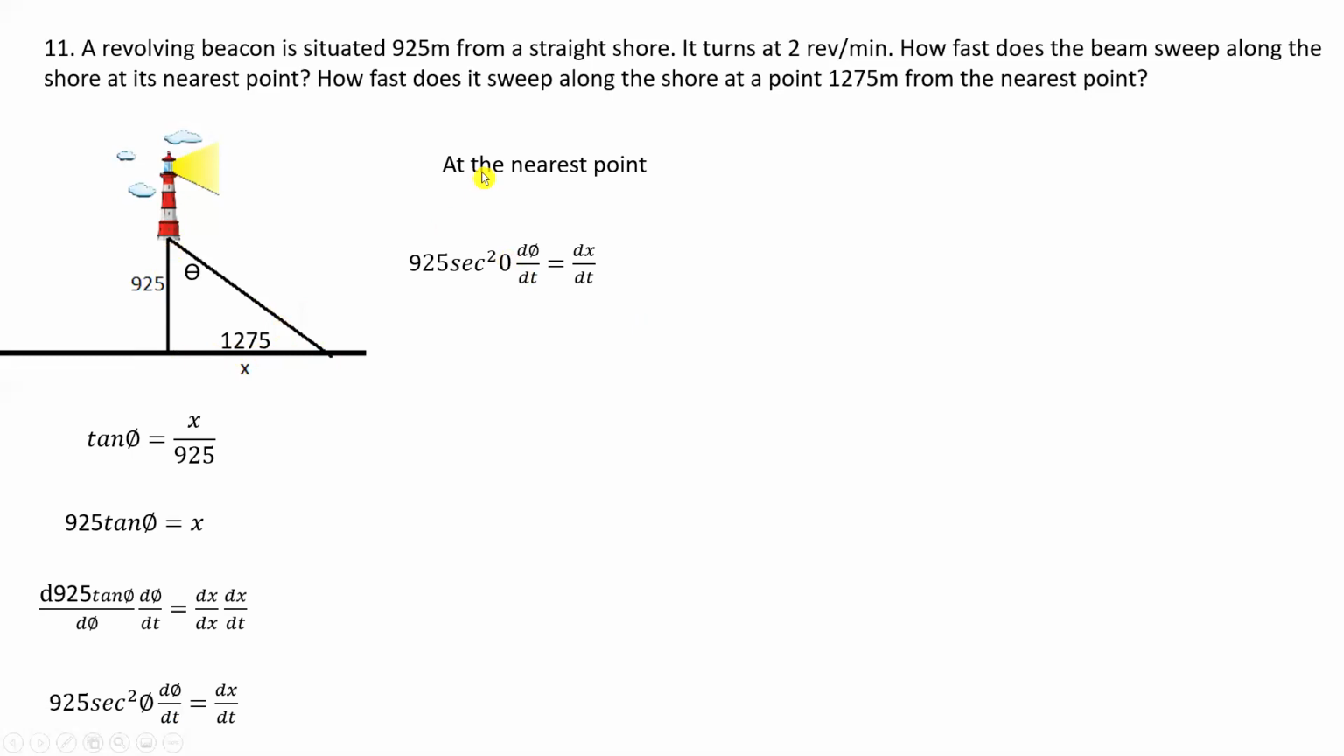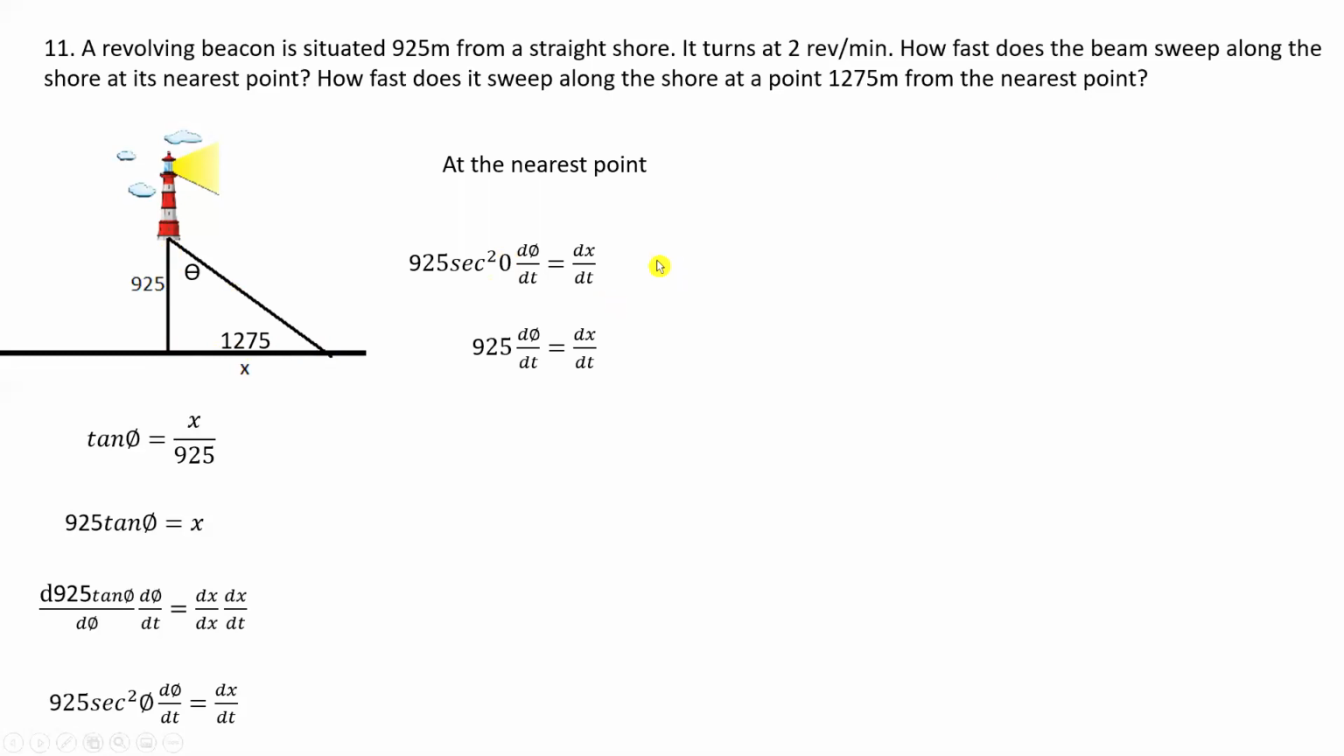So again, what just happened? At the nearest point, the beam wouldn't be over here at 1275 because that's not at the nearest point. The nearest point would be right here, which means the angle is 0. All right, secant squared 0. Secant is 1 over cosine. Cosine is 1, so secant is 1, and secant squared is 1.